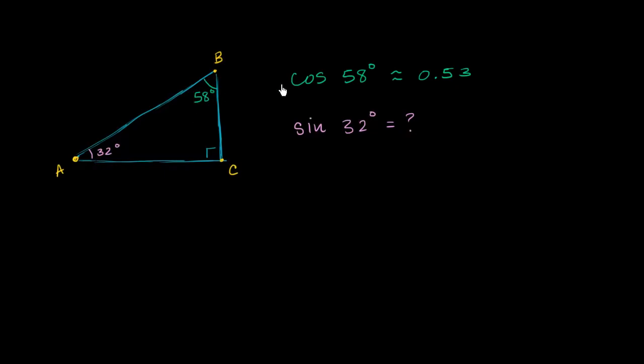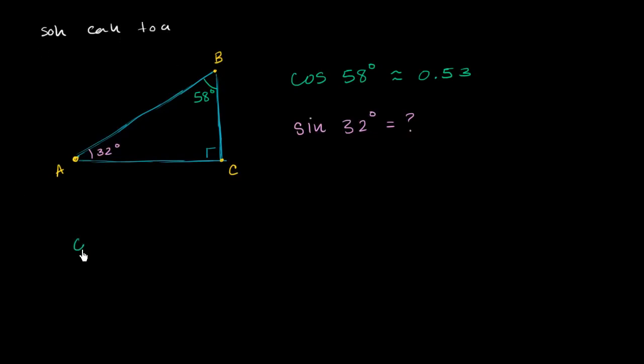Well, why is that interesting? Well, we already know what the cosine of 58 degrees is equal to. But let's think about it in terms of ratios of the lengths of sides of this right triangle. Let's just write down SOHCAHTOA. So sine is opposite over hypotenuse. Cosine is adjacent over hypotenuse. TOA, tangent, is opposite over adjacent.